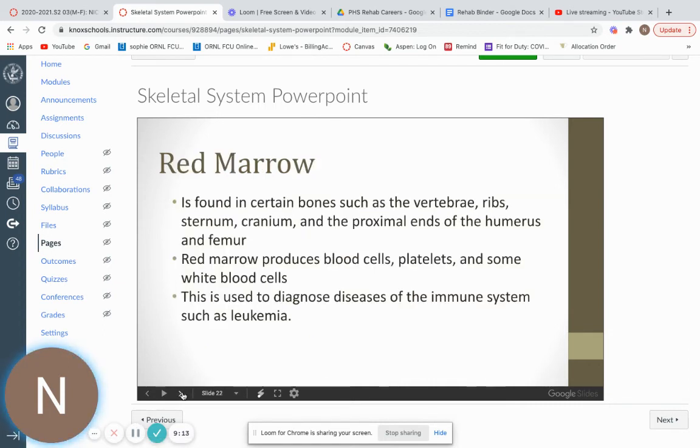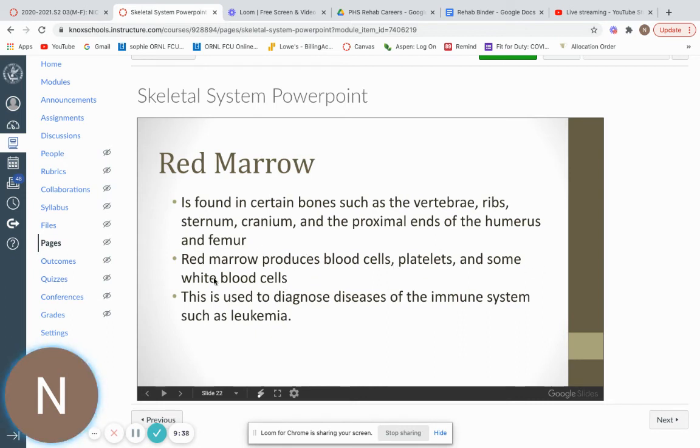Red marrow is in the spongy bone part of a long bone, so it's on the ends of the bone. Red marrow you find in the vertebrae, ribs, sternum, cranium, and ends of the humerus and the femur. The humerus is your main arm bone, if you didn't know. Red marrow is important because it has red blood cells, platelets, and some white blood cells.